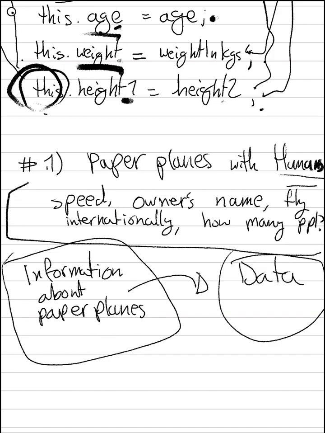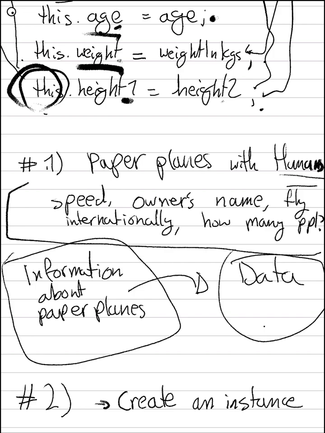Excellent. Once you've done the representation, the second part of the problem set is to create an example, or an instance, of your favorite paper plane for Santa Claus, because he might bring you one. Oh, I hope so.